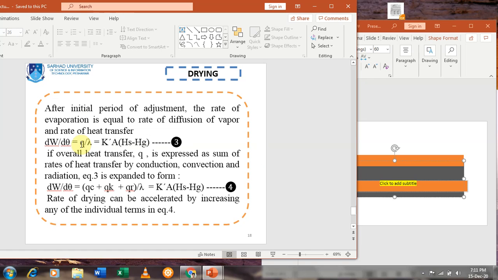That's why we say that the rate of diffusion, the rate of evaporation and the rate of heat transfer become equal.